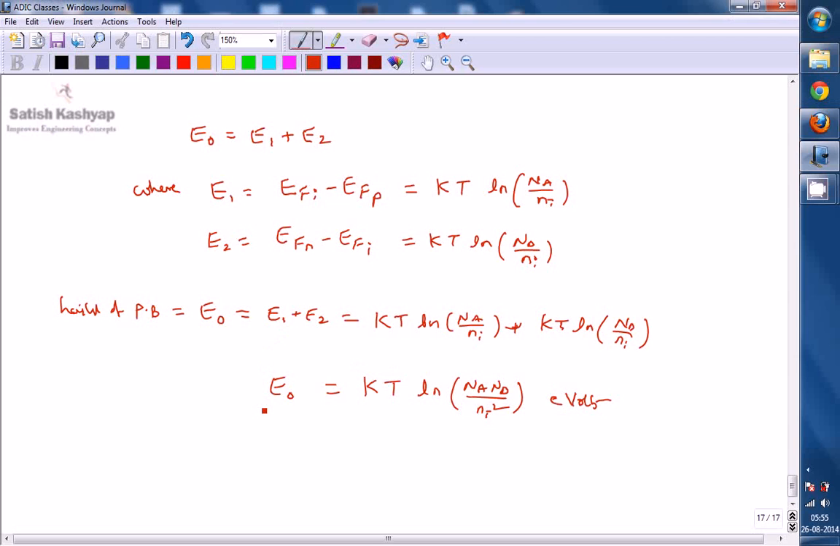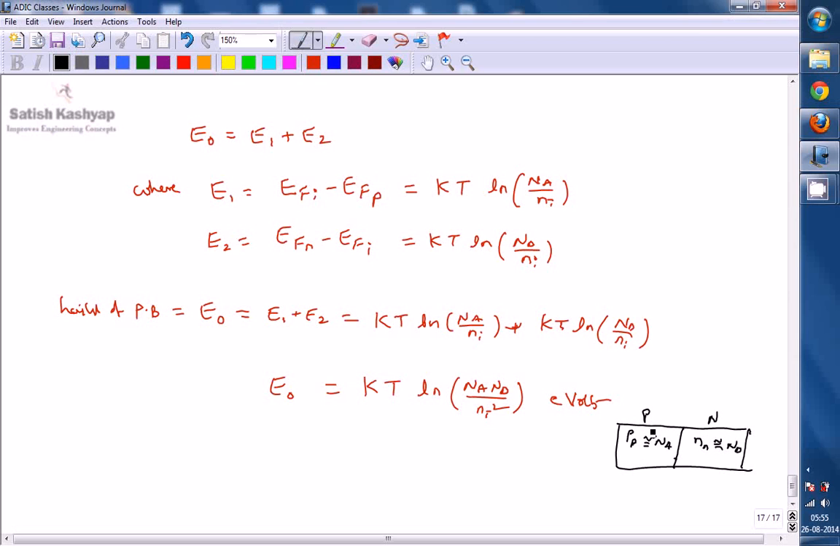Before going to write that, we can also write E0 in another way. E0 can be expressed in other equations. So this is the PN junction, this is P type and this is N type. The hole concentration is Pp, which is approximately equal to the acceptor concentration Na. The electron concentration is Nn, which is approximately equal to Nd.